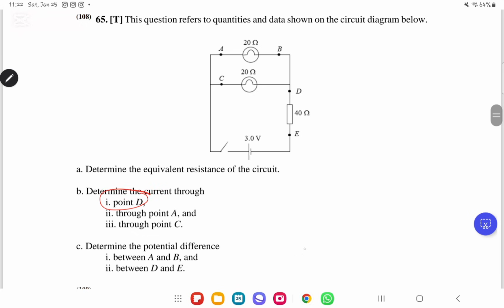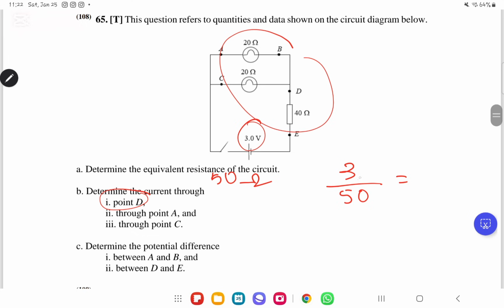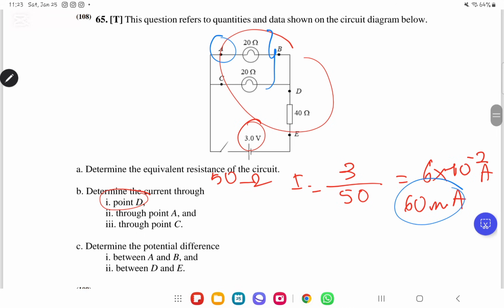Very simply, to find the current through a point, we have the total voltage, which is 3, and we divide it by the equivalent resistance, which we found to be 50 ohm, and we will get an answer of 6 times 10 to the power of minus 2 ampere, or 60 milliampere. Now to find the value through point A, we have many ways to do this, but very simply, we are going to take this current and multiply it by the equivalent resistance of these two, which is 10 ohm.